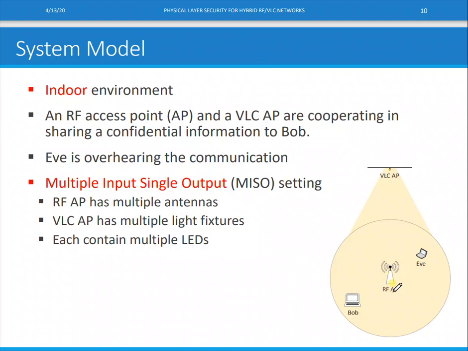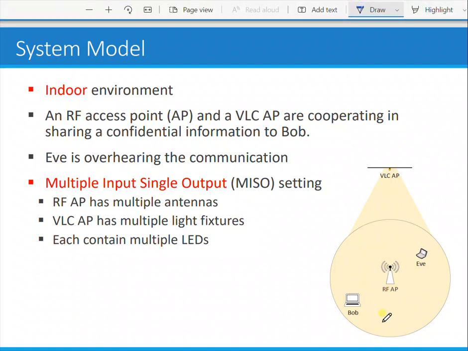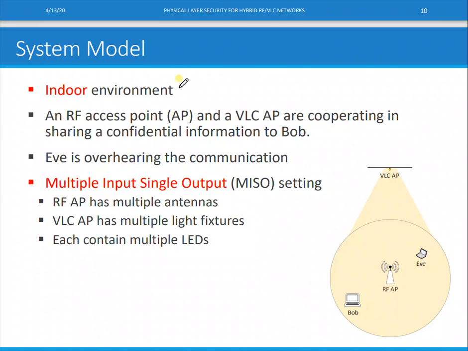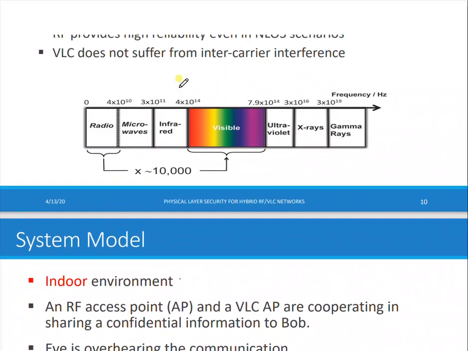Okay, now the system model, we describe the system model. Here we have the radio frequency access point, and here is Bob, and here is Eve inside this bubble. So we have an indoor environment, because I think VLC doesn't work outdoors. For physical layer security overall, it has one issue: it doesn't work outdoors.